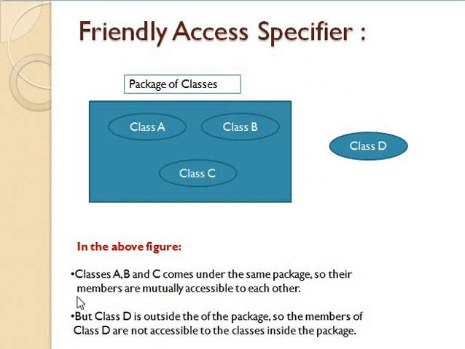And this is clearly explained here. The classes A, B and C come under the same package, so their members are mutually accessible to each other. But the class D is outside of the package of class A, class B and class C. So the members of class D are not accessible to the classes class A, class B and class C of the package.